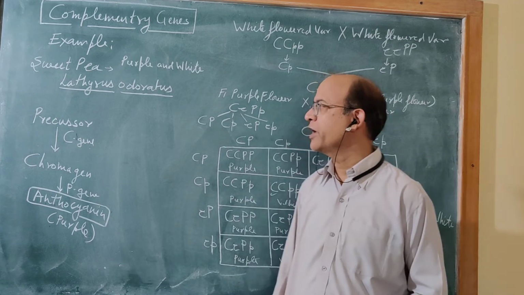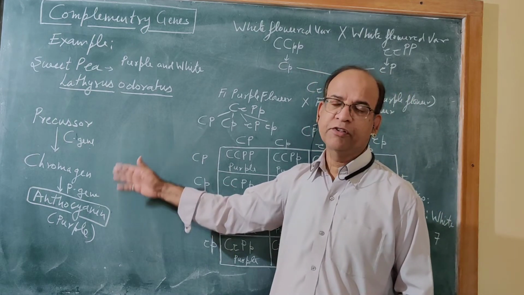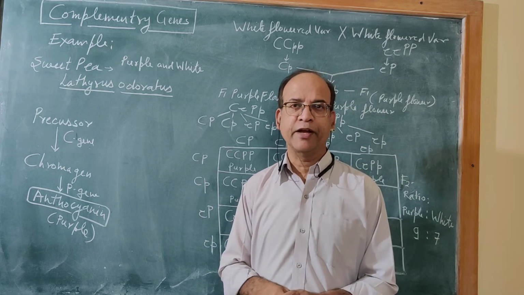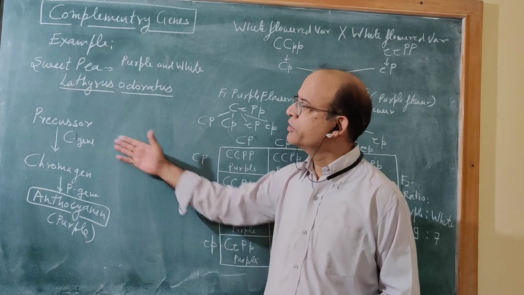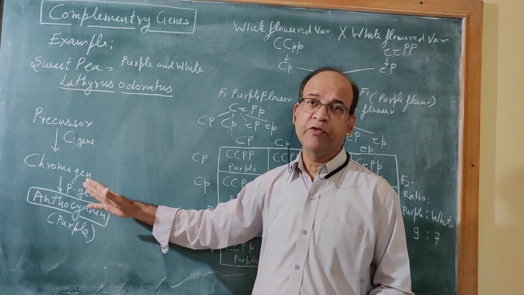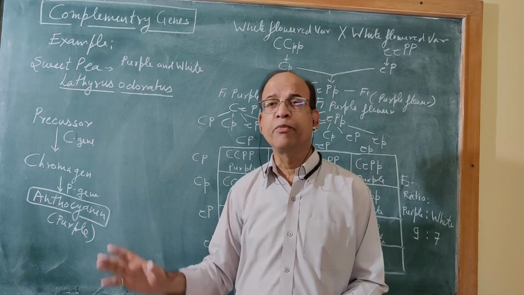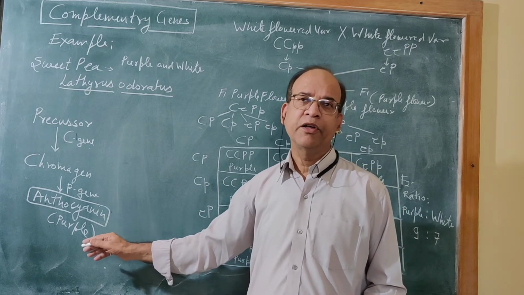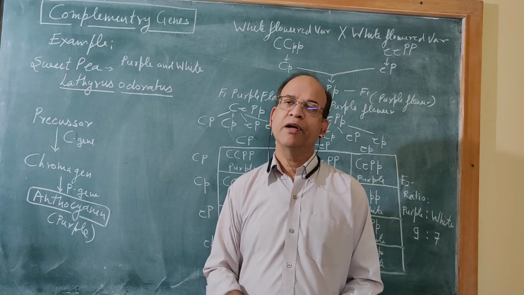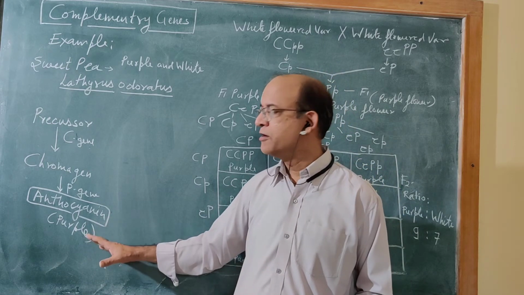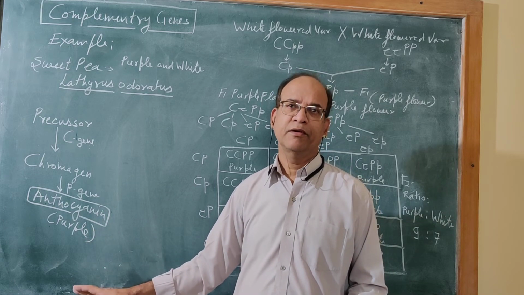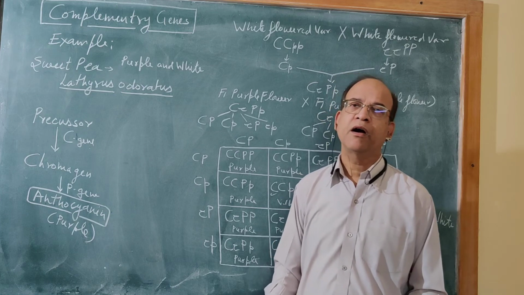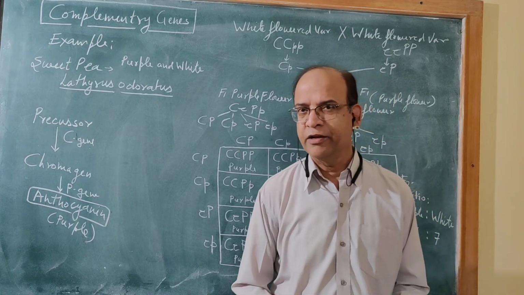So in this way, two genes C and P have their same individual effect, but when C and P are both present together, they produce a new phenotype, and that new phenotype is purple flower. Okay, so in this way C and P are complementary genes.